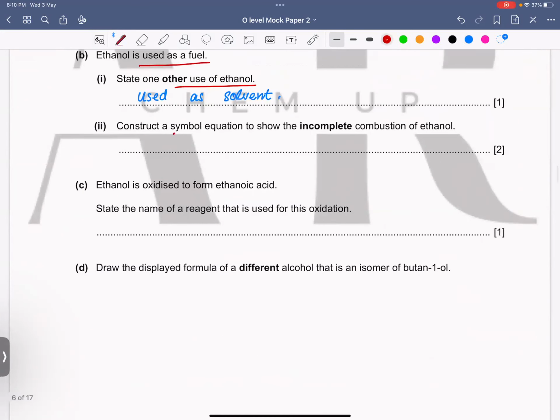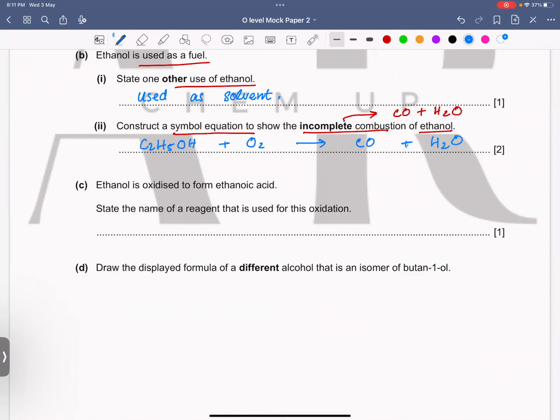Now, construct a symbolic equation to show incomplete combustion of ethanol. Whenever there is an incomplete combustion, what are the products? Carbon monoxide and water are the products. So ethanol is C2H5OH reacting with oxygen, forming carbon monoxide and water.